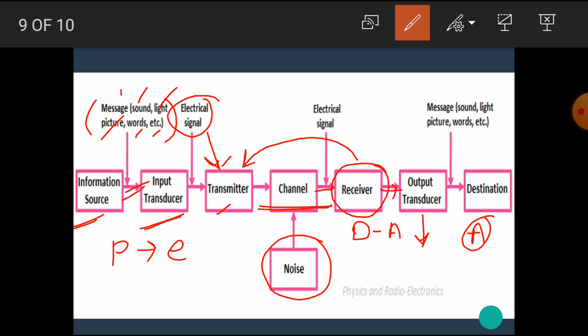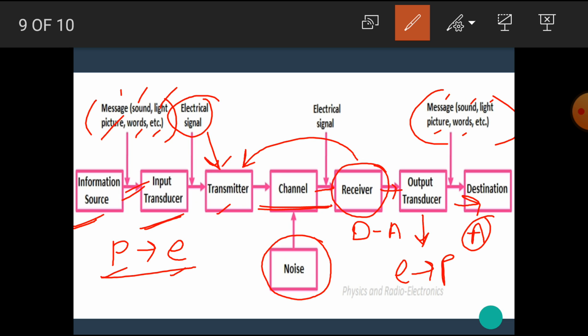We know that a transducer converts one form of energy into another form. At the input side the transducer converts a physical quantity into an electrical quantity. At the output side it works the opposite way, it converts an electrical quantity into a physical quantity. Next, the output of the transducer is our message, sound, light, picture, words, etc., and it is given to the destination depending upon the type of message.